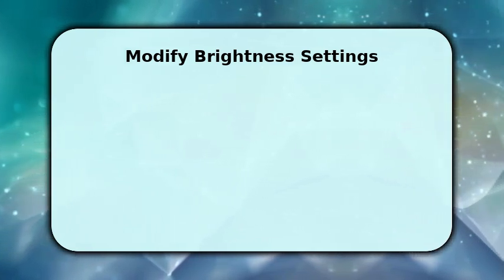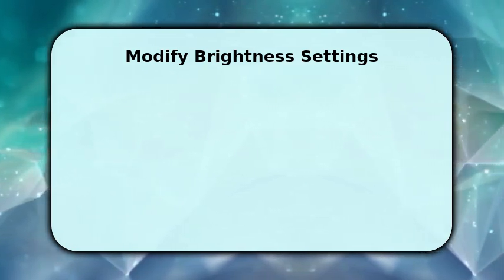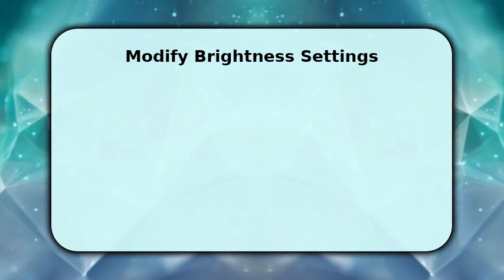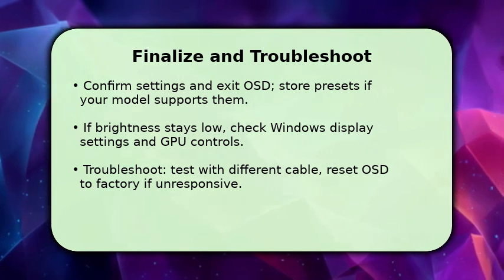Once done, use a white and gray image to preview. This helps you balance perceptual brightness versus washed highlights. Finish by confirming the chosen brightness and exiting the OSD. If your Thinkvision supports presets, save one for daytime use.